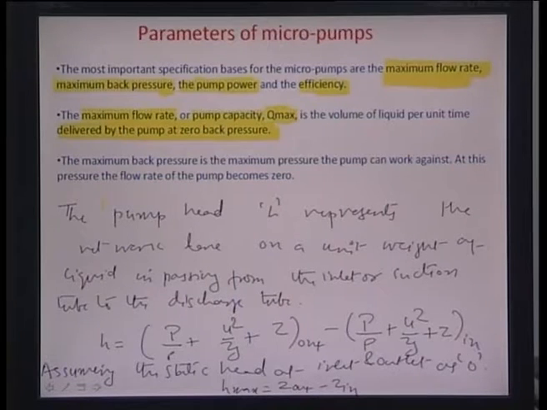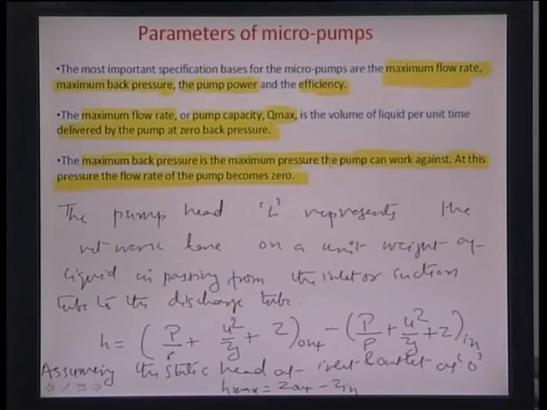You can also categorize the pumps in terms of the maximum back pressure. It is the maximum pressure that the pump can work against. It can still keep working if you keep on increasing the back pressure, but at a certain pressure it can fail to work or deliver fluid anymore. So that is essentially the maximum back pressure that a pump can sustain. At this pressure the rate of flow becomes equal to 0.